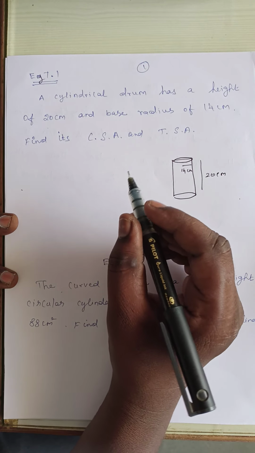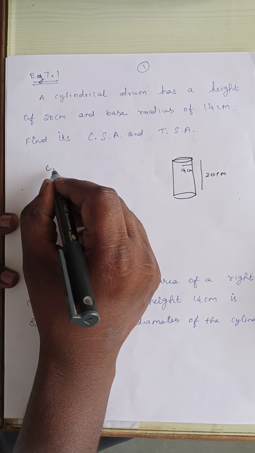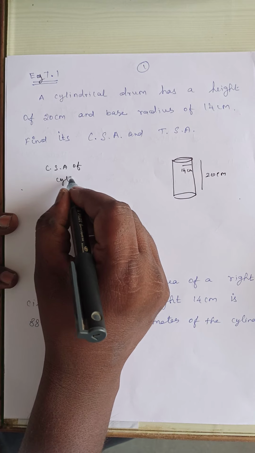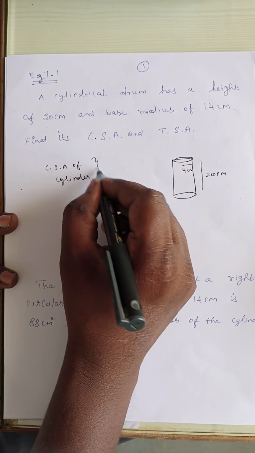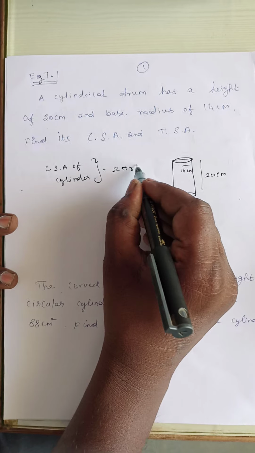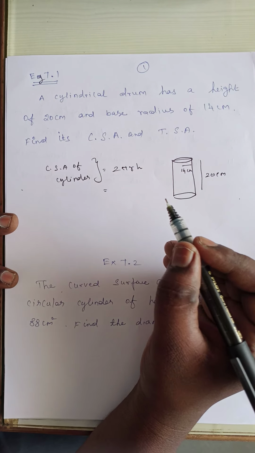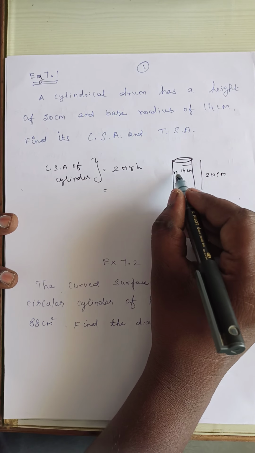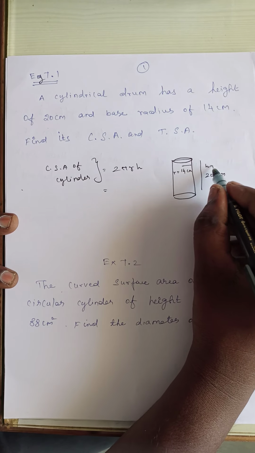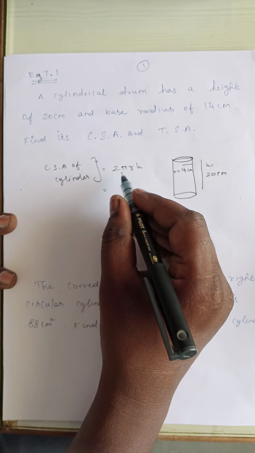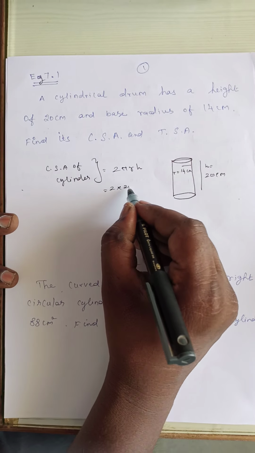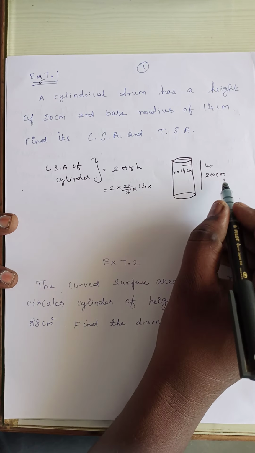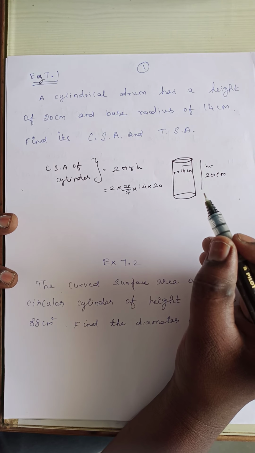So already we know the formula for the CSA of a cylinder. What is the formula? 2 pi RH. So what is the given value? It is the radius 14, and the height equal to 20 centimeter. Yes, we can apply 2 into 22 by 7 into R value 14 into H value 20. Yes, we have to cancel now.